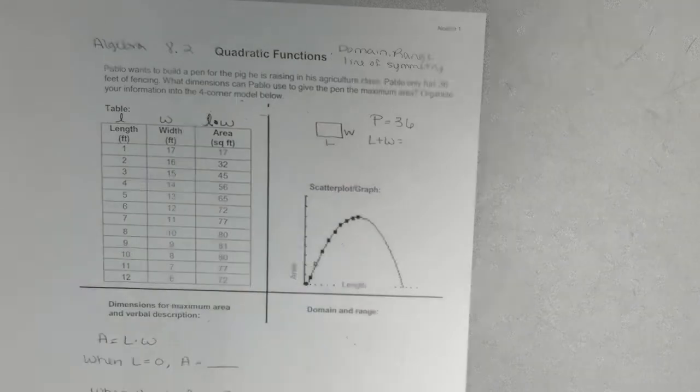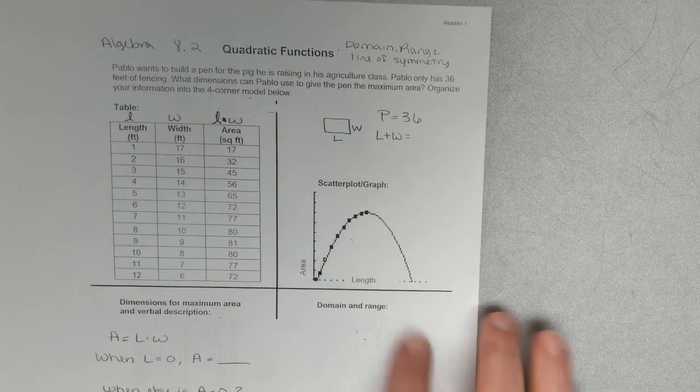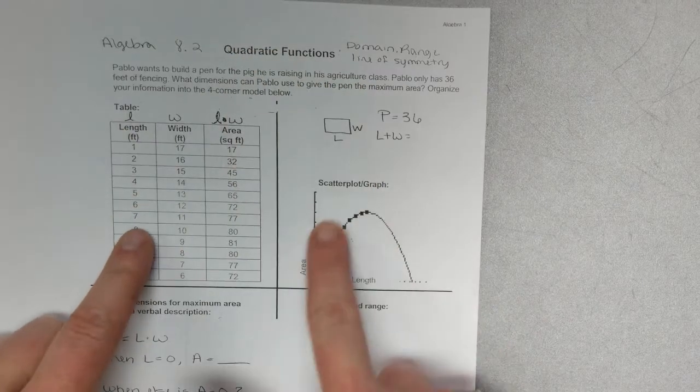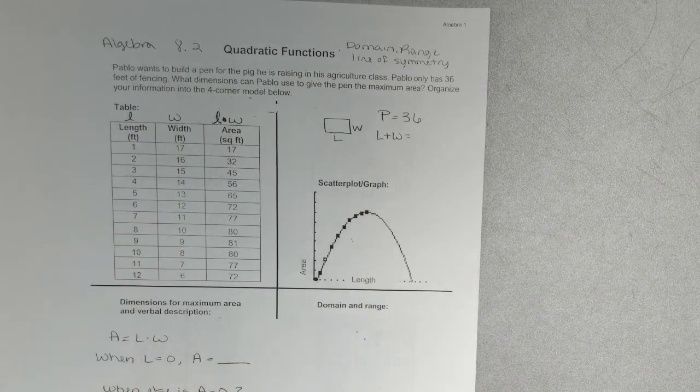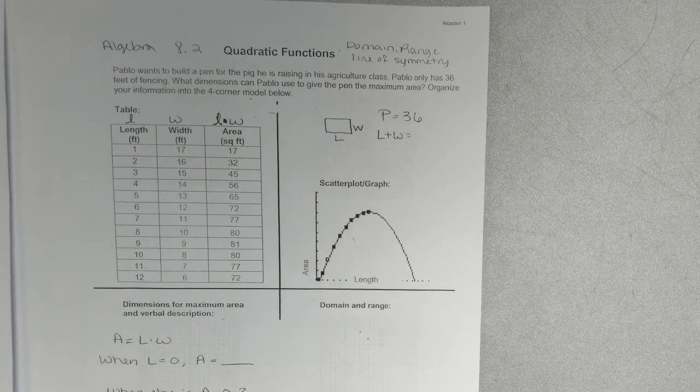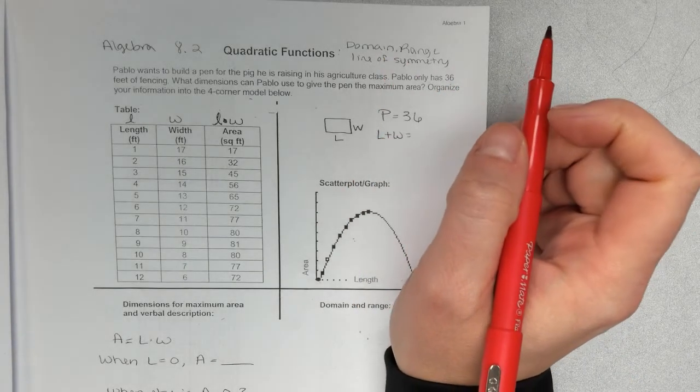So we're going to continue with this new quadratic unit. Remember, quadratics are anything with x squared. It creates a parabola when we graph it, not a straight line, it's not linear. So we're going to go ahead and continue with 8.2 here. Domain, range, and line of symmetry. These are your favorite things, okay?